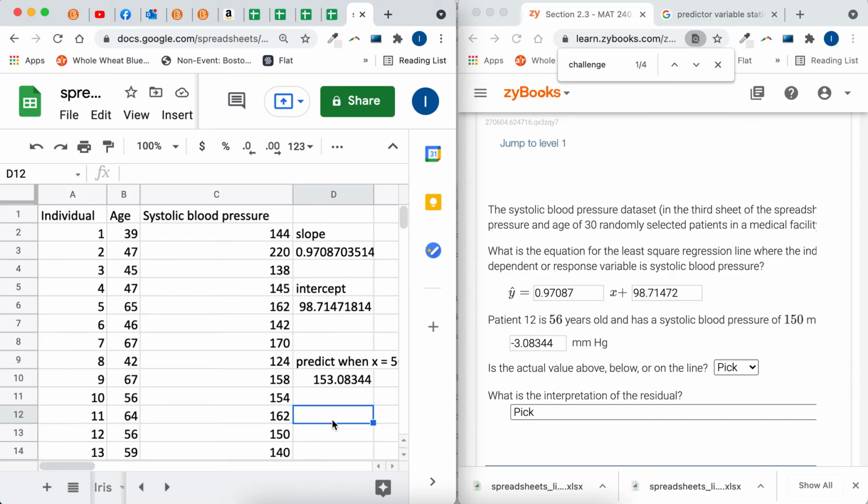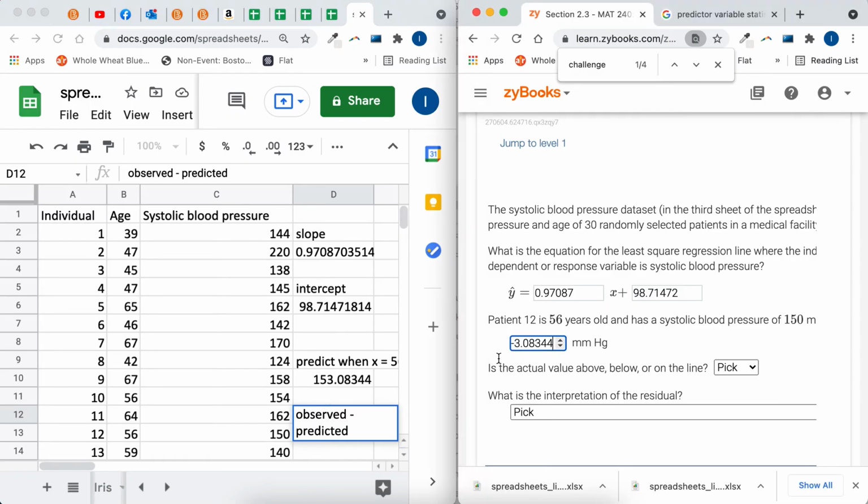So here's the formula. Here's what you should do. You take the observed value and subtract the predicted value. That's how you calculate a residual. We observed 150 for this patient 12. We predicted 153. So if you subtract those in your calculator, you'll get the negative value. If you always stick with this, that will calculate your residuals. Is it above, below, or on the line? It's negative, so that means it's below the line.